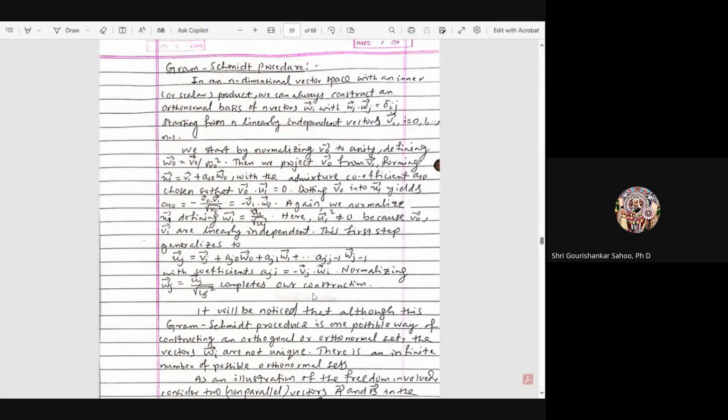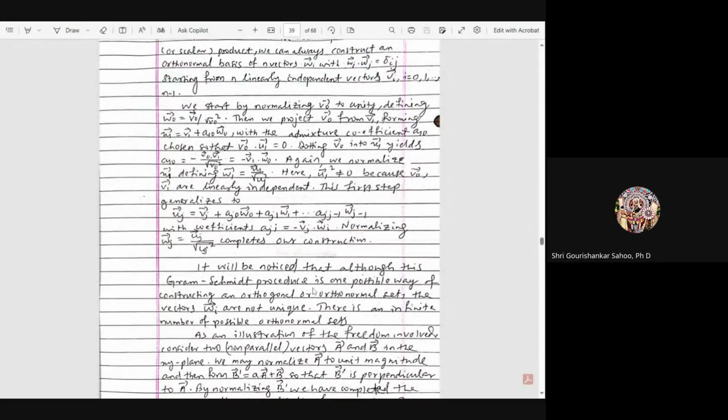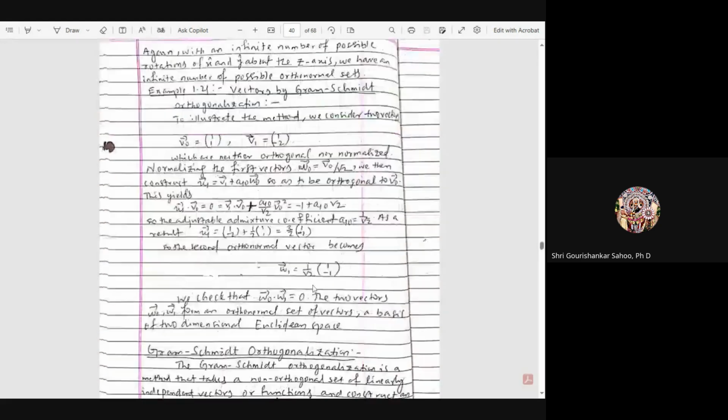Then the Gram-Schmidt procedure. In an n-dimensional vector space with an inner or scalar product, we can always construct an orthonormal basis of n vectors wi with wi dot wj equal to delta ij, where delta ij is the Kronecker delta, starting from n linearly independent vectors vi, where i is equal to 0, 1, up to n minus 1. So this is the procedure. We start by normalizing v0 to unit length by defining w0 vector equal to v0 vector divided by the root of v0 dot v0, and then proceed to the solution.